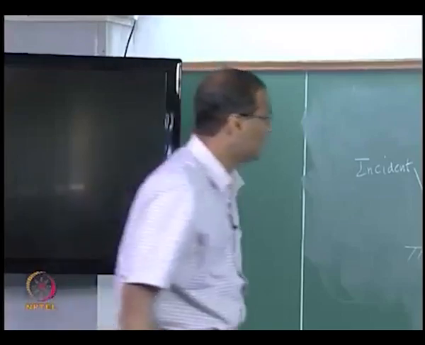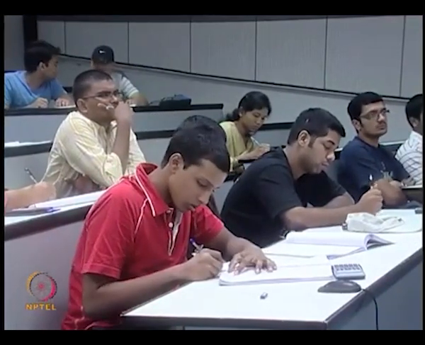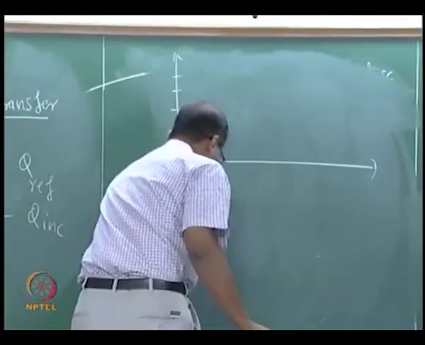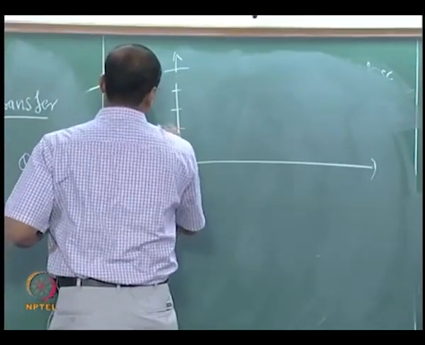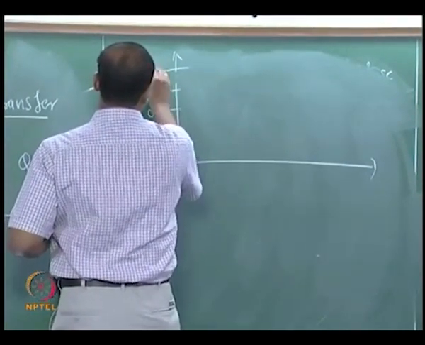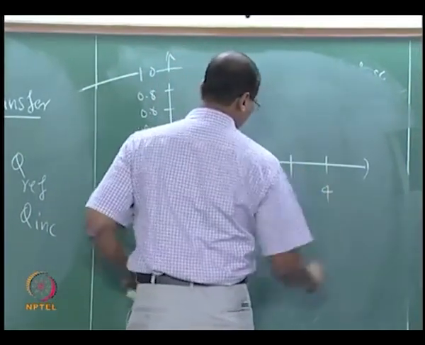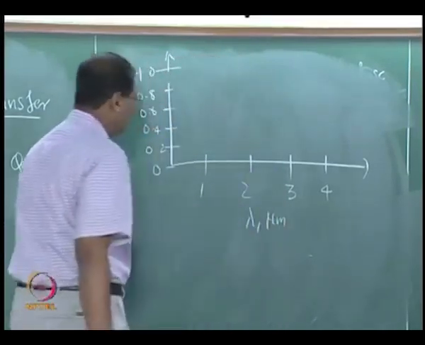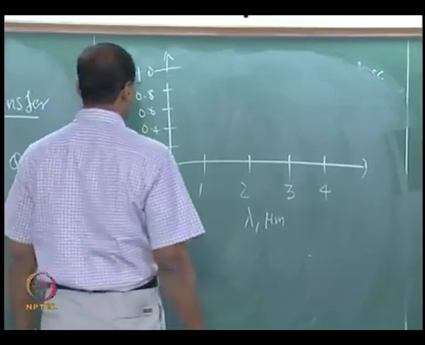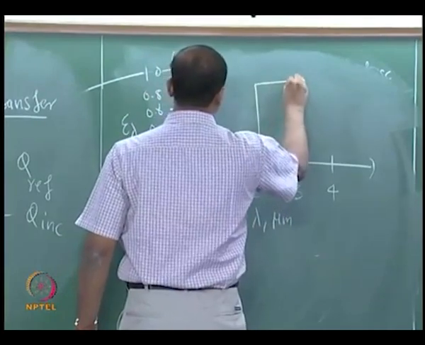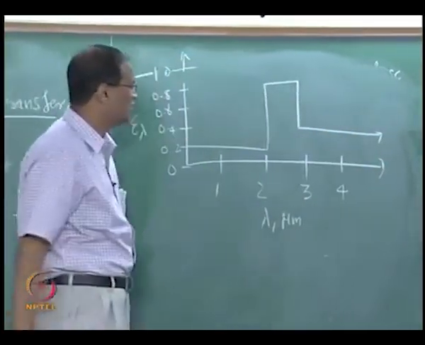Okay, now because we have already done the Kirchoff's law, suppose I give you a surface which is like this, epsilon lambda. Is this clear to you?